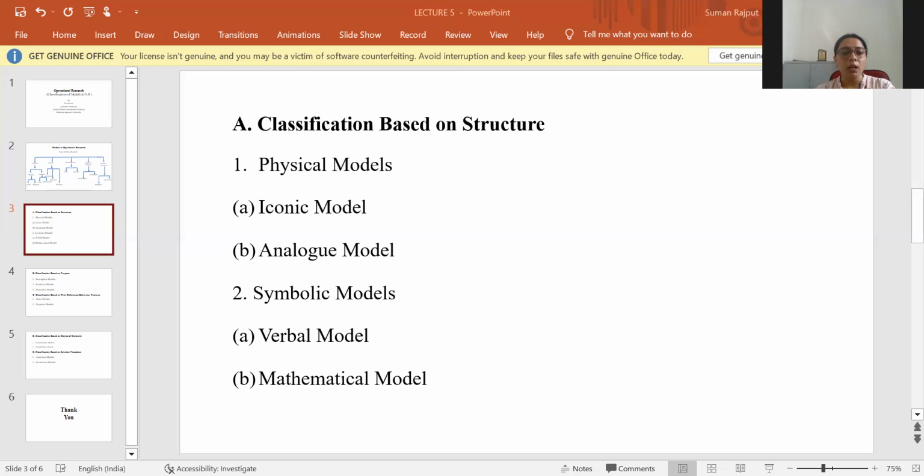Next, we have the analog model. This model represents a system or object by using a set of properties different from the ones held by the original object or system. So there is no look-alike relationship between the model and the original. This model represents a system by a set of properties different from that of the original system and does not resemble it physically. Then after the problem is solved, the solution is reinterpreted in terms of the original system.